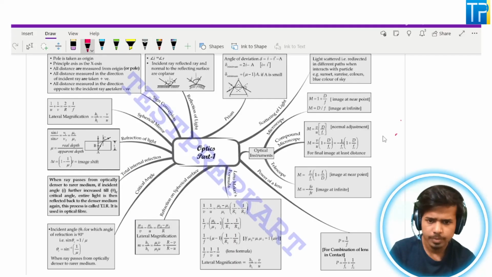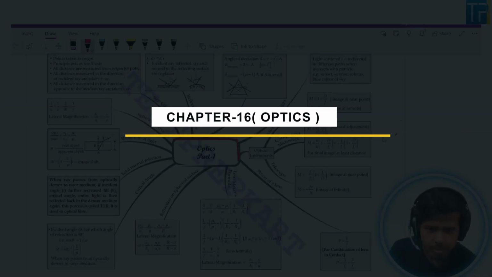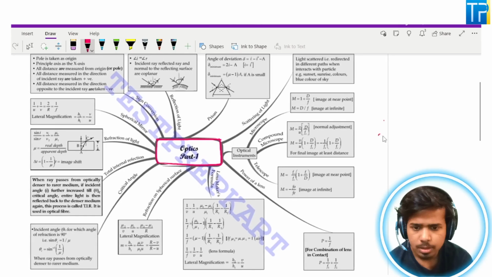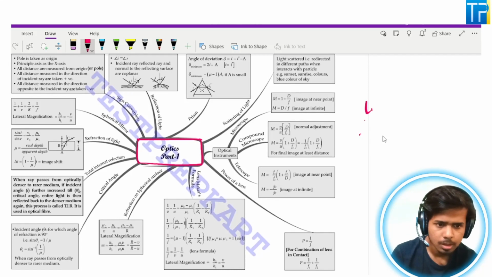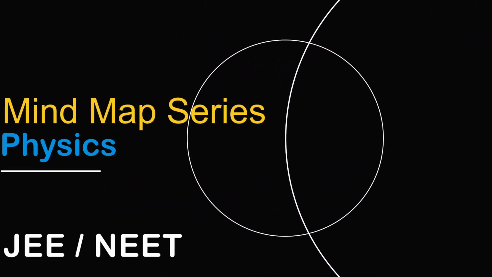Hello guys, welcome to the mind map series, and in this particular mind map we are going to discuss optics, or the study of light. As you must already know, light has two properties. It behaves with particle nature and wave nature, both. It has a dual nature.